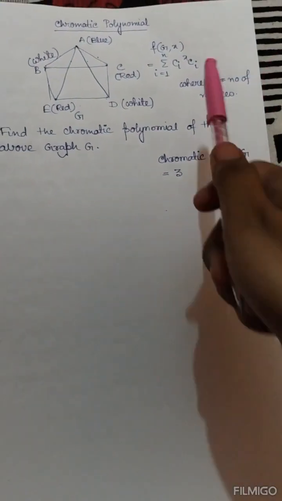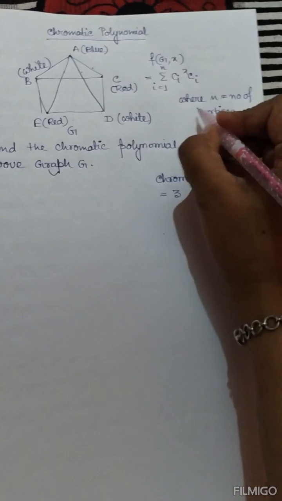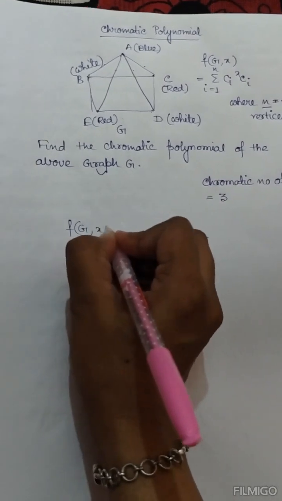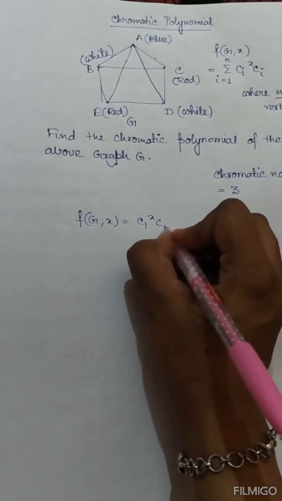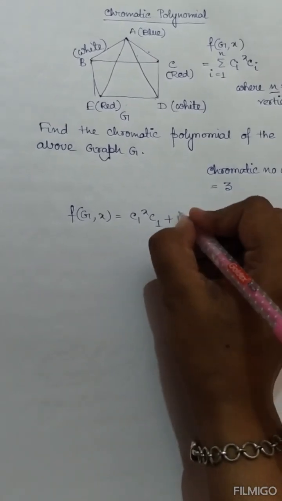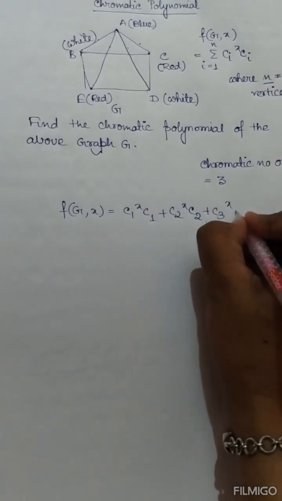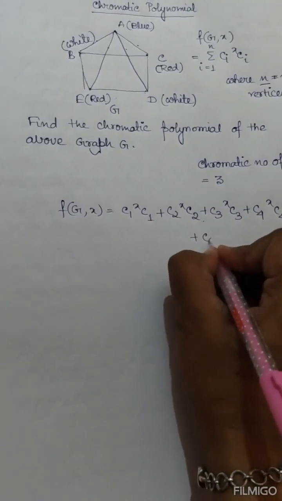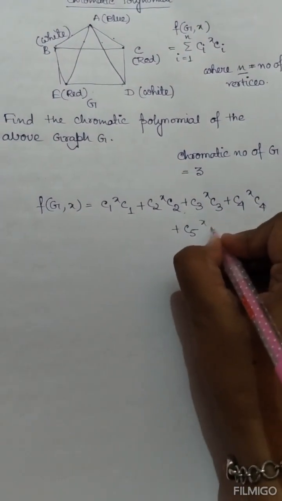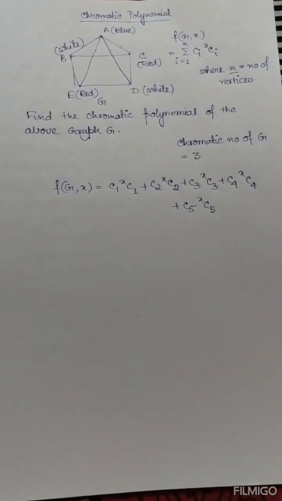Clear? Now what is written there? This is the formula of the chromatic polynomial, right? Now look at this, n is the number of vertices. If we expand this for this graph G, what can we write down? C1 x composition 1, C2 x composition 2, C3 x composition 3. Right? Is it clear?